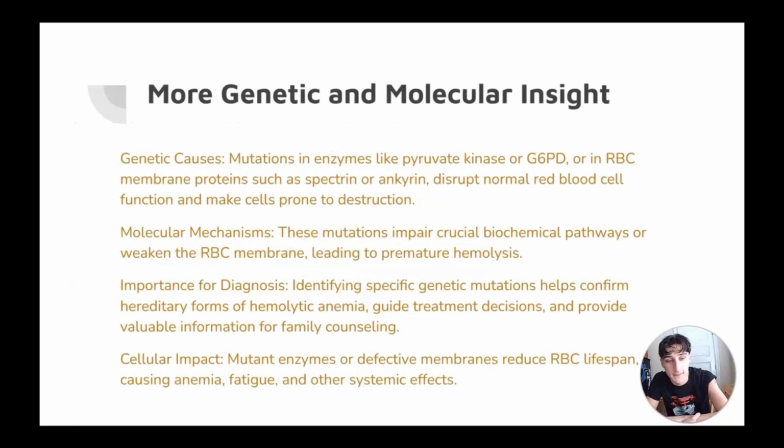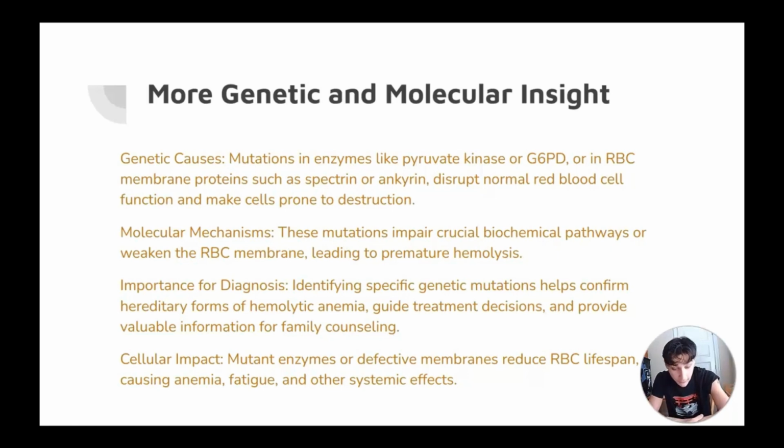Here's some more genetic and molecular insight. Some genetic causes: mutations in enzymes like pyruvate kinase or G6PD, or in red blood cell membrane proteins such as spectrin or ankyrin, disrupt normal red blood cell function and make cells prone to destruction. Molecular mechanisms: these mutations impair crucial biochemical pathways or weaken the red blood cell membrane, leading to premature hemolysis, which is the destruction of red blood cells.